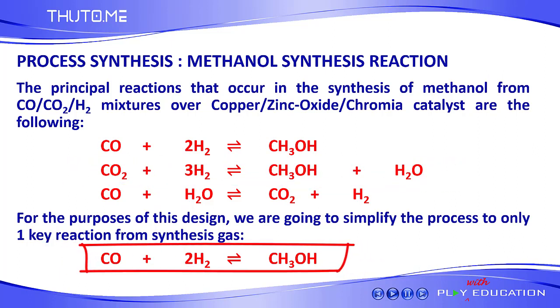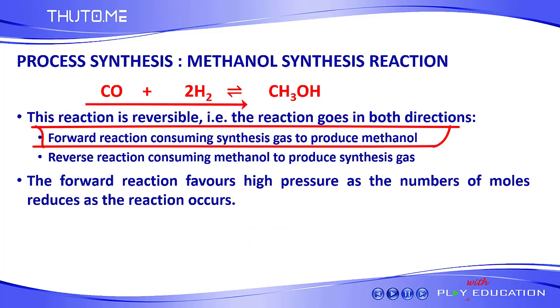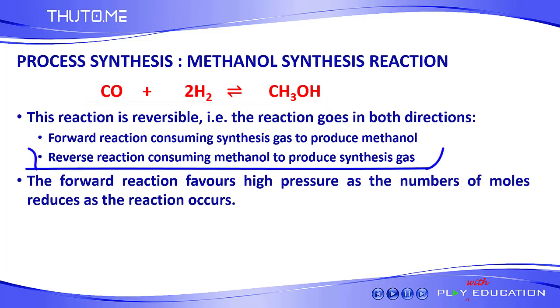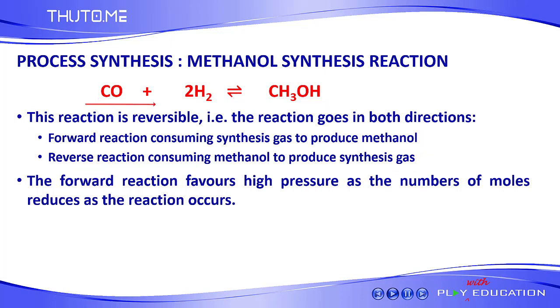Our reaction is going to be carbon monoxide plus 2 hydrogens forming methanol. This reaction is reversible, that is, the reaction goes in both directions. We have the forward reaction consuming synthesis gas to produce methanol, and the reverse reaction consuming methanol to produce synthesis gas. So the forward direction will be producing methanol, and the reverse direction would be using methanol to produce the synthesis gas.